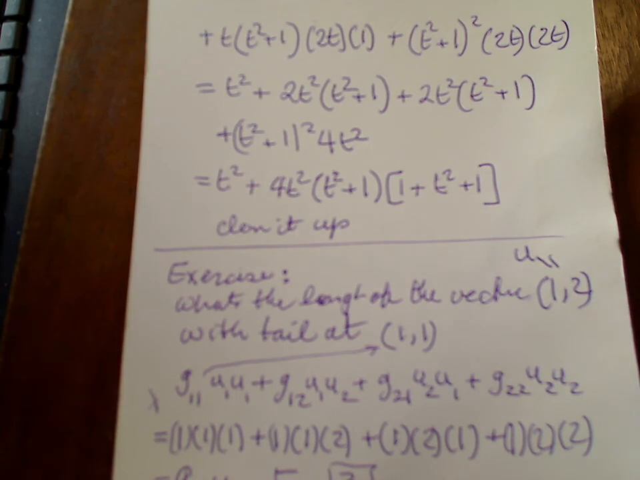Now G12 is going to be the x coordinate times the y coordinate of the point that we're basing on, but it's 1, so it's just 1 times 1. You're going to multiply that by u1 times u2, which happens to be 1 for one of them and 2 for the other. Same thing for G21 times u2 u1, you see it here.